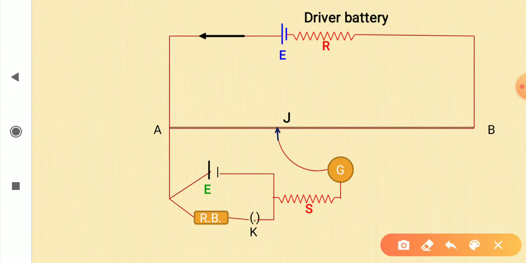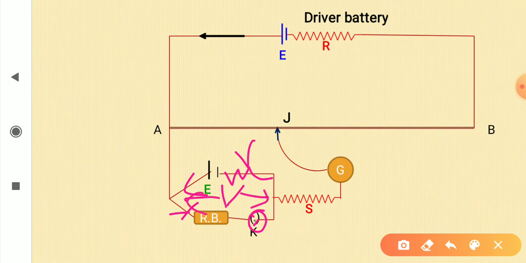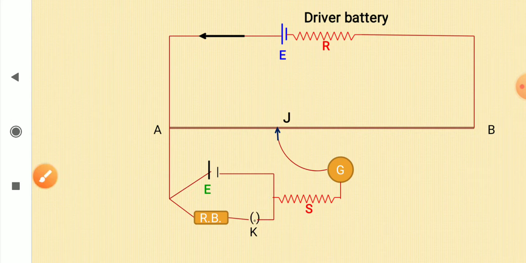Now what we do is we close this key. Now when this key is closed, this resistance will draw current from the cell, and it has some internal resistance R also along with it. Now in that case, the potential drop across this will be different. It will be lesser than E. So just look at the direction of the current drawn from the cell, from the driver battery, and see here.